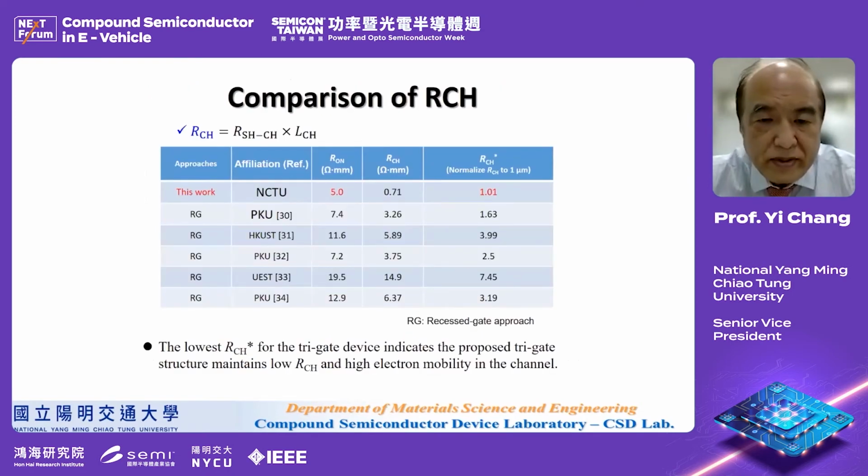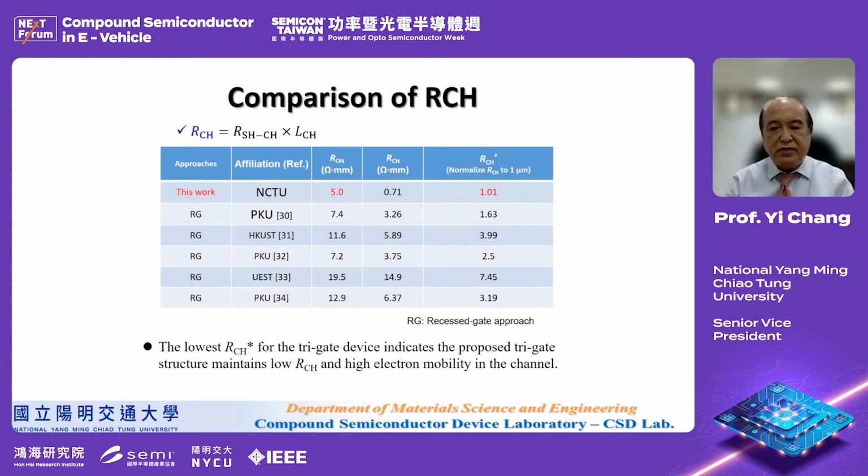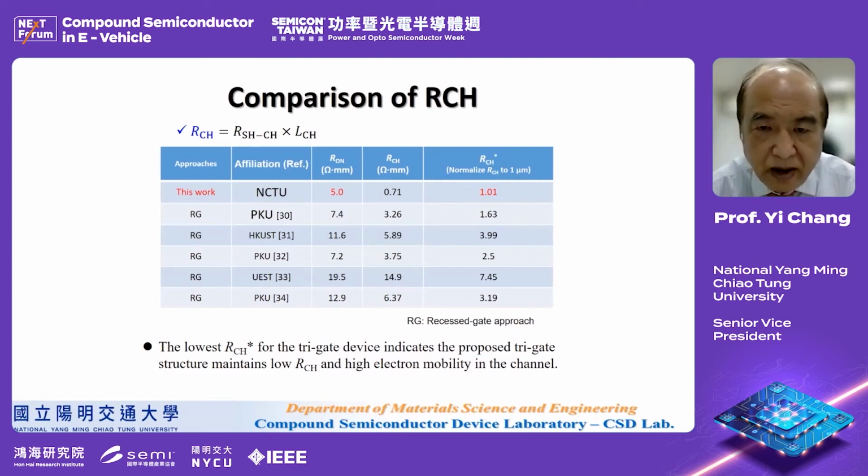So this approach actually gives quite low channel resistance. Normalized to 1 micron, it is about 1.01, and R is about 5.0 ohm per millimeter. This is the lowest channel resistance for a tri-gate device, indicating that the post tri-gate with the ferroelectric gate can achieve low channel resistance and also high breakdown voltage and low R simultaneously.